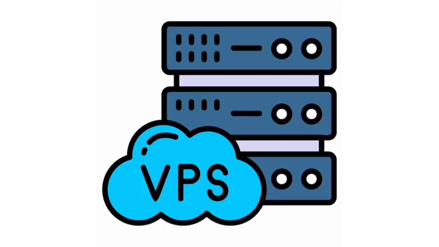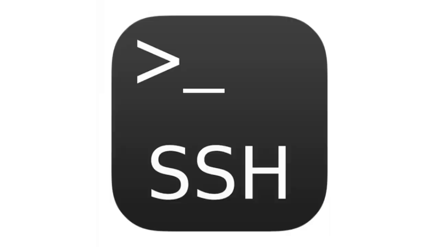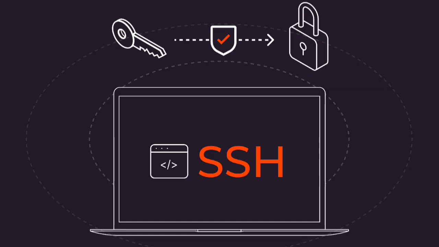VPS uses SSH protocol. SSH uses two authentication methods. First one is password authentication. This means you type account username and password for accessing VPS. Special about password here is it's the same password for accessing root user account. In Linux, root user account has administrative privileges.